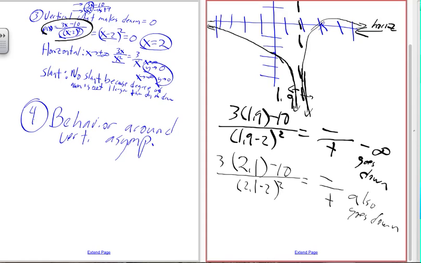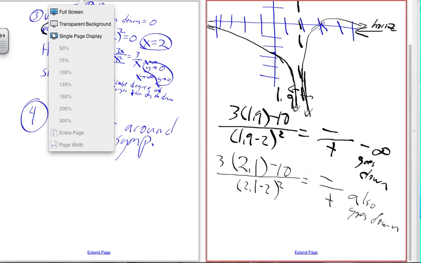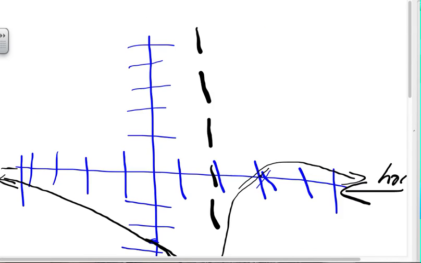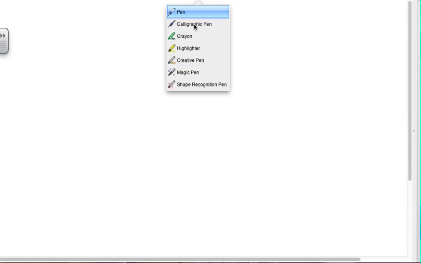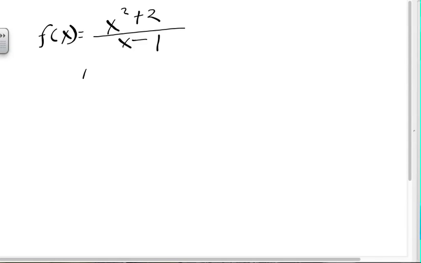So let me work one more example for you. This one is going to be x squared plus 2 over x minus 1 as our function. All right, so step 1 is to factor. We're already factored on this one.